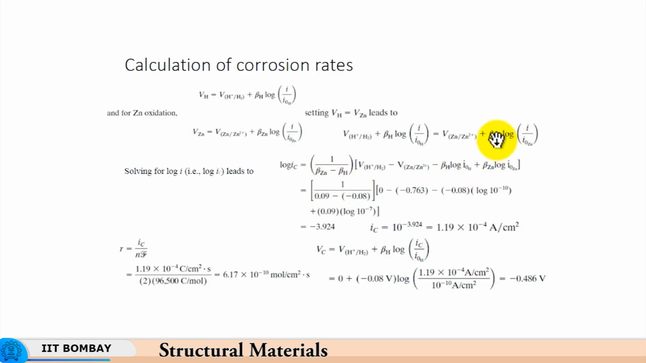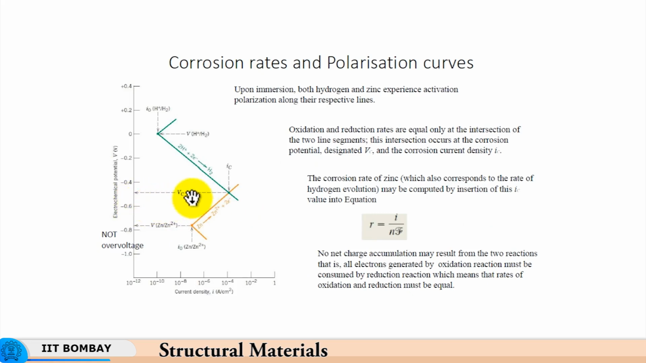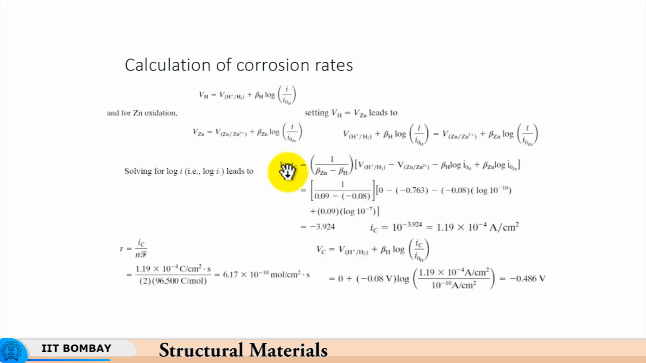And so, we have beta zinc known, beta hydrogen known, and the current density has to be calculated, but I naught for both these things are known. So, if you take the current density to be IC, that is the corrosion current density. So, let us see this. What we are calculating now is this, because now we came down this way, we went up that way, and at the point of intersection where VH and VZn both become equal, we have IC and VC. So, that is what we are trying to determine over here.